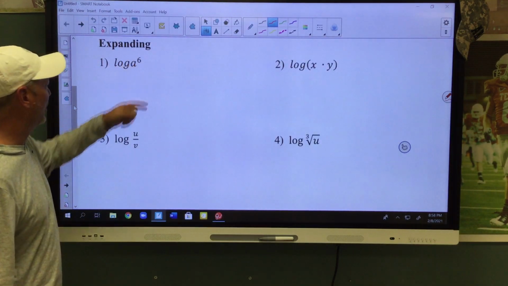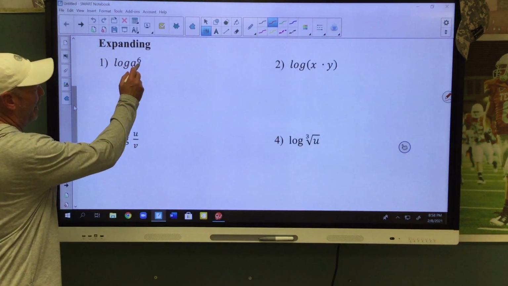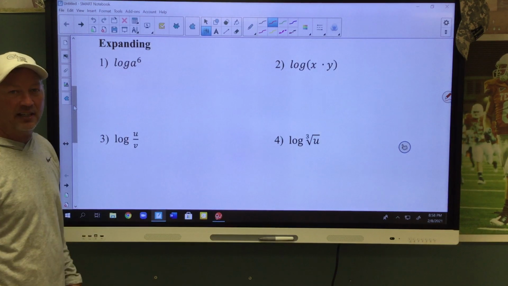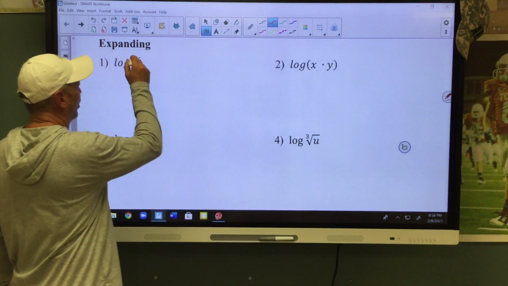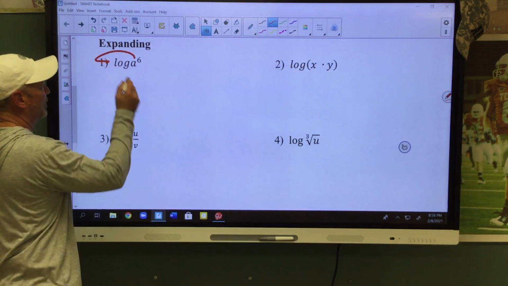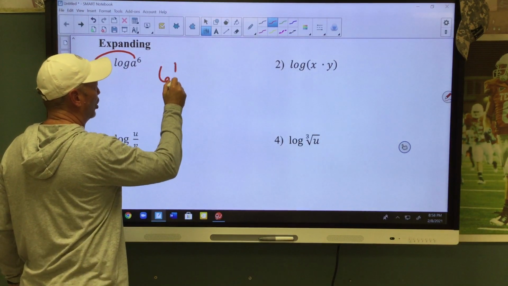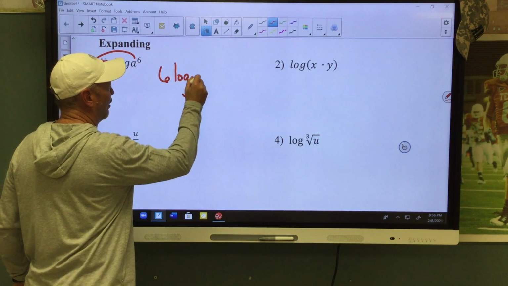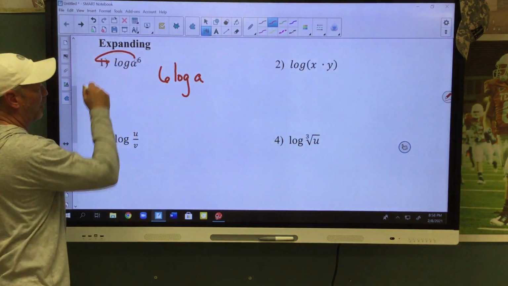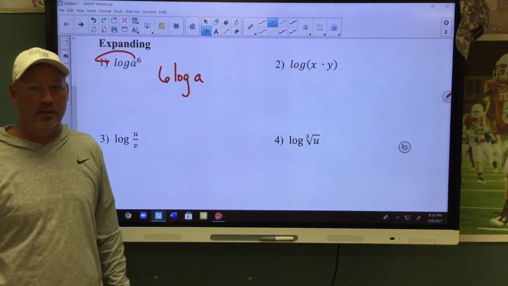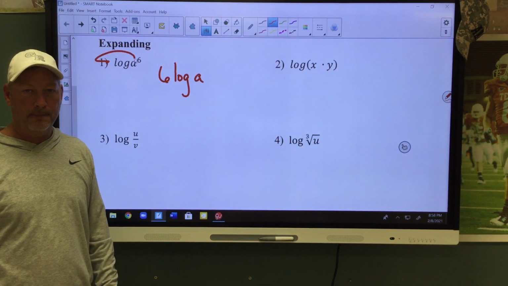Okay, so we're going to expand. My 6 is an exponent. So when we expand, we're going to ask you to push this around in the front, and we're going to say 6 log of A. So if you have an exponent, we're going to ask you to push it in front of the word log.